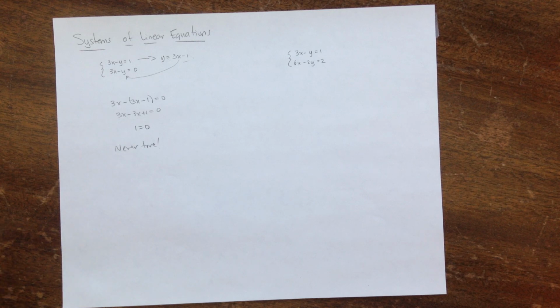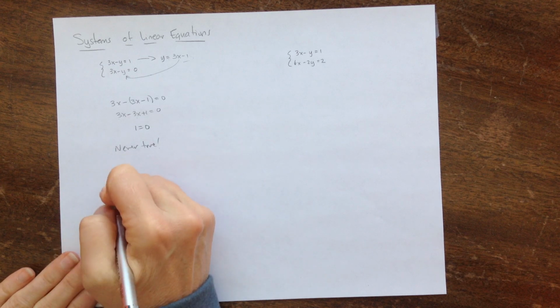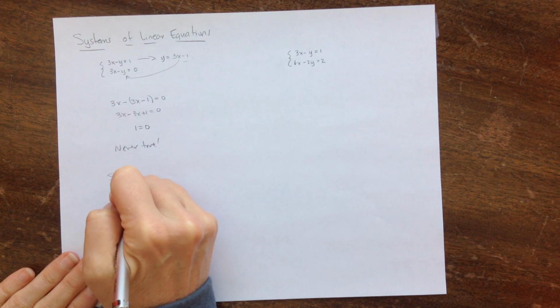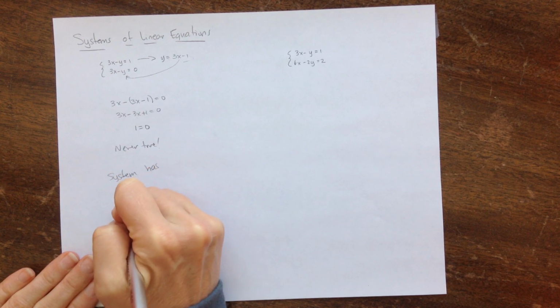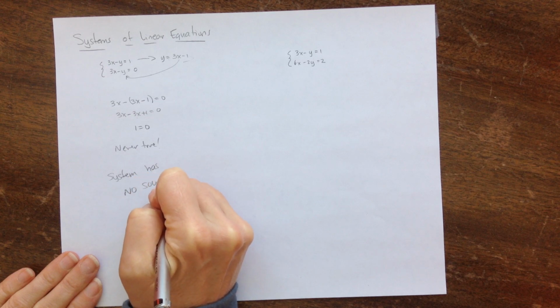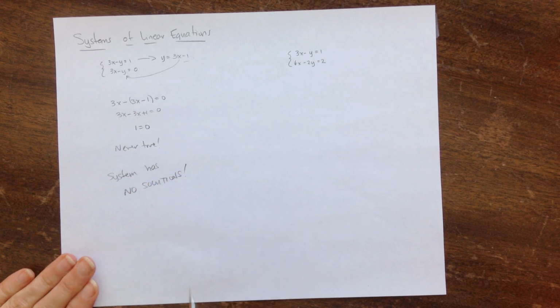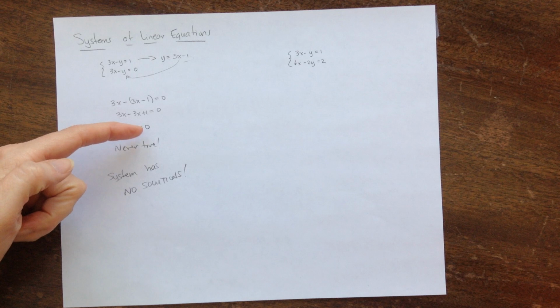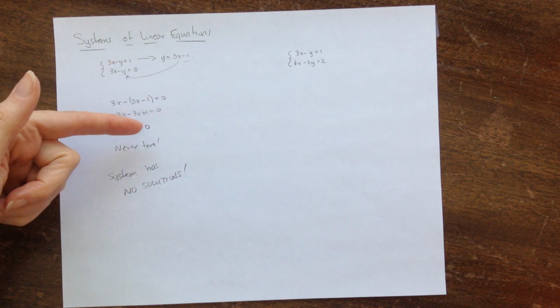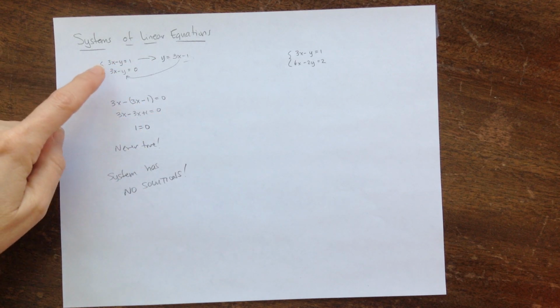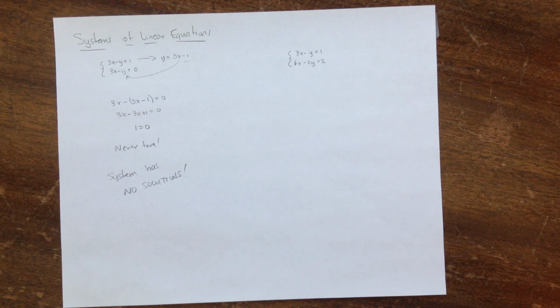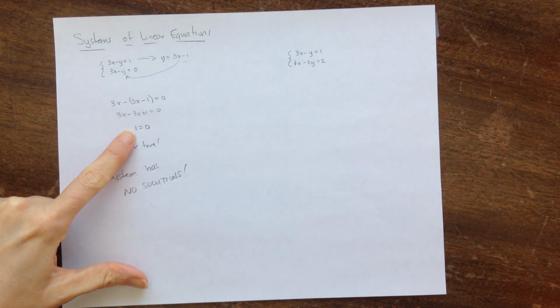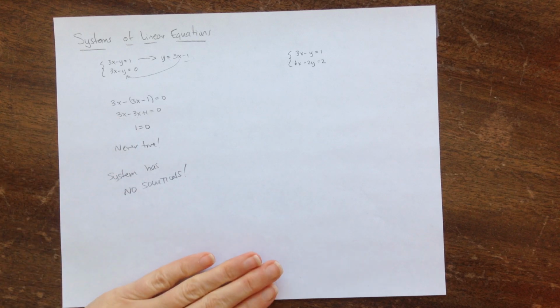And so once you get a contradiction like this, assuming you've done your algebra correctly, you know that the system has no solutions. Because this is never true, and in some way, this equation contains information from that system. So when you run into something like this that is never true, you know your system has no solutions.